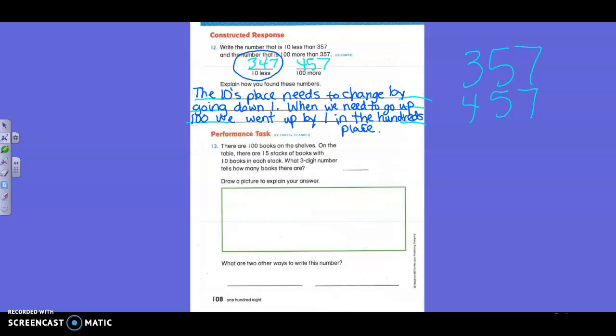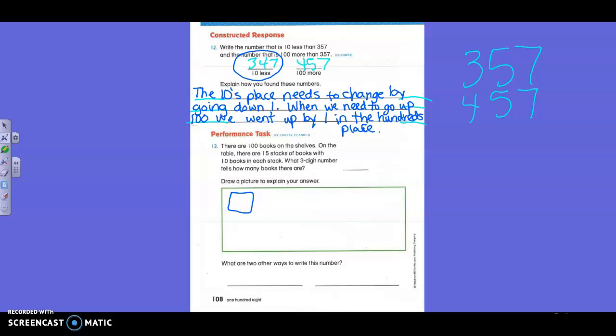Okay, number 13. There are 100 books on the shelves. On the table, there are 15 stacks of books with 10 books in each stack. What 3-digit number tells how many books there are? Draw a picture to explain your answer. Okay, the easiest way I think about answering this is draw the picture first. There are 100 books on the shelves. How do we draw 100? A 100 block. Right?